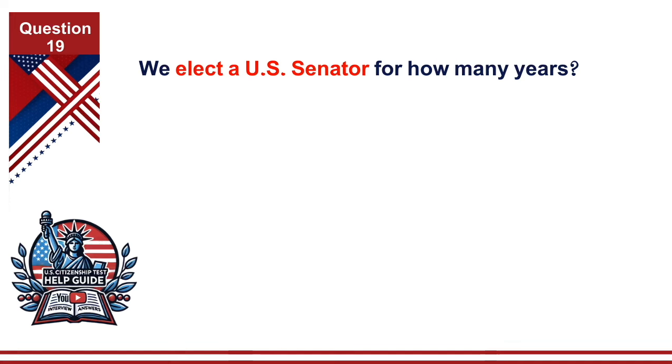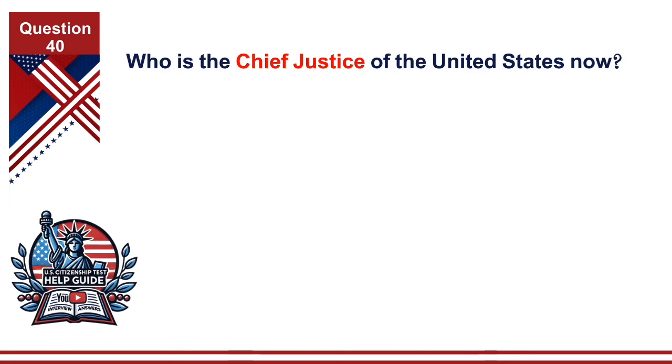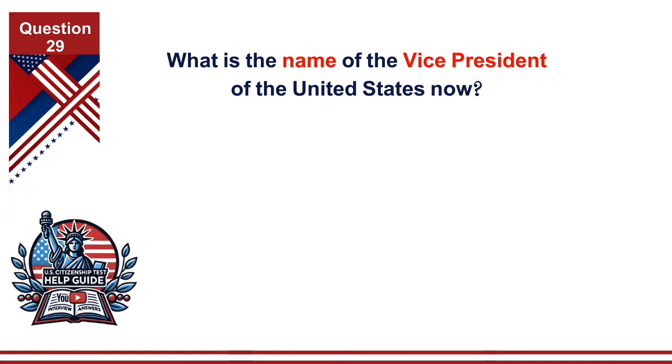We elect a U.S. Senator for how many years? 6. Who is the Chief Justice of the United States now? John Roberts. What is the name of the Vice President of the United States now? J.D. Vance.